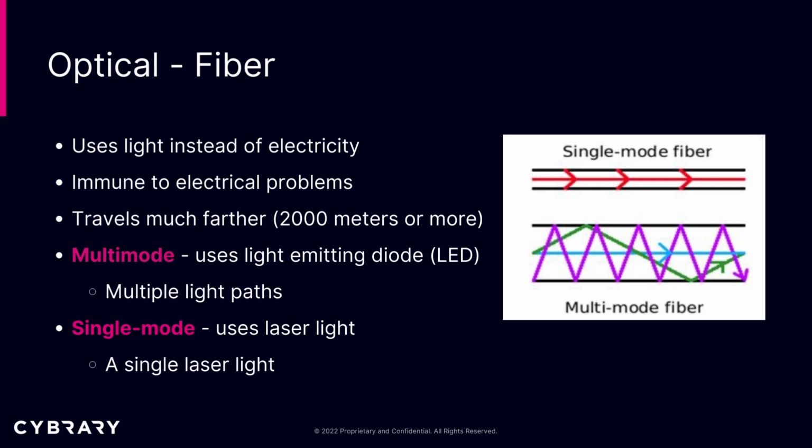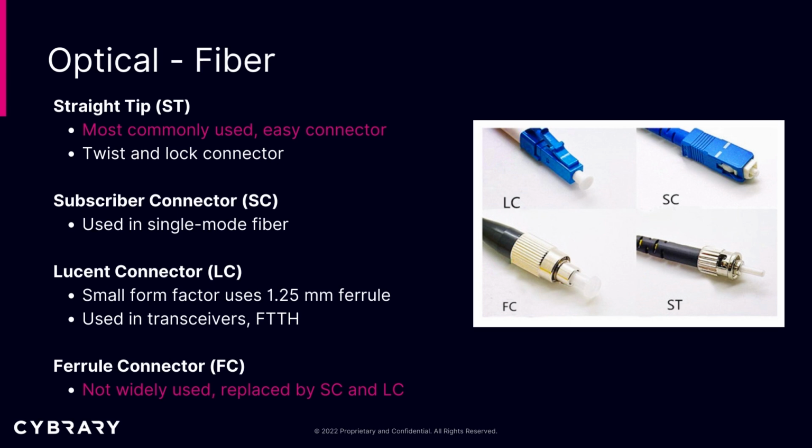And these are the ends that you would use for fiber optic. There are different types of connectors that you use for fiber optic cabling. First you have the ST or the straight tip. This is the most commonly used connector for fiber optic cabling. It's like a twist and lock connector. Then you have what's called the subscriber connector or the SC. And this is used in single mode fiber optics.